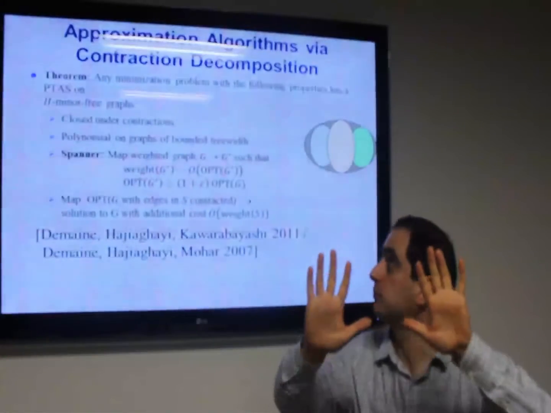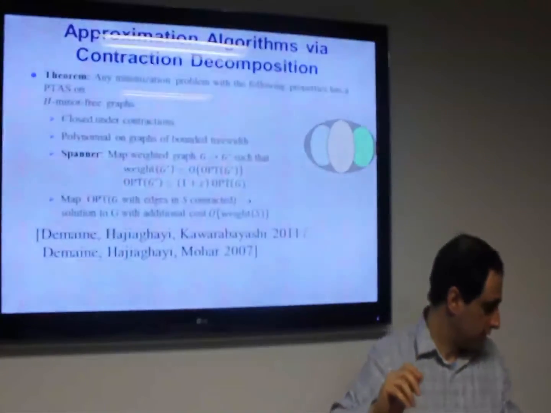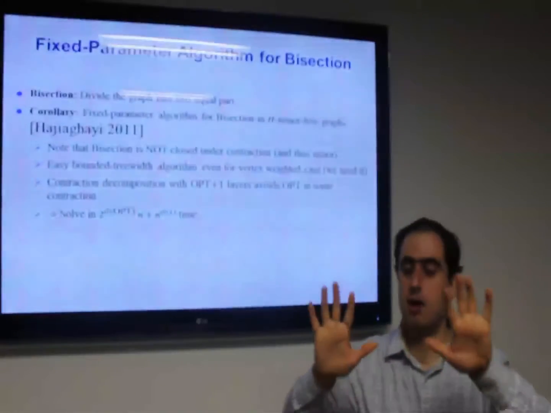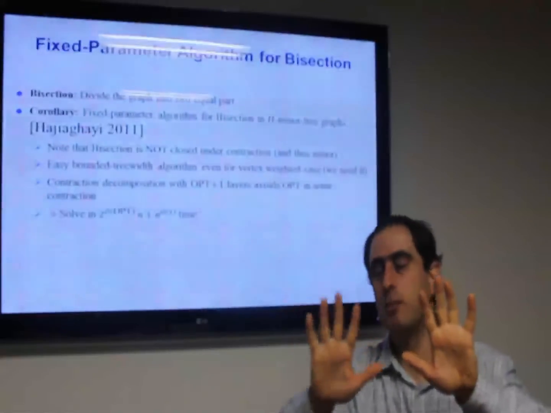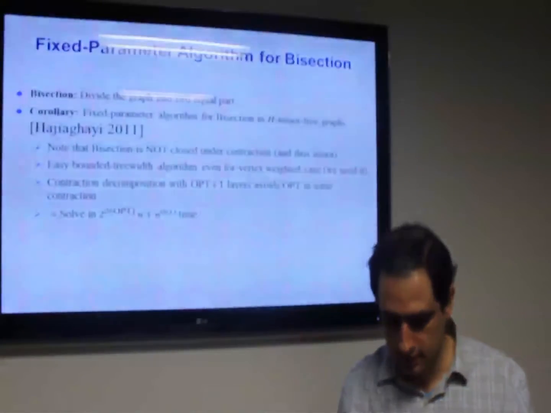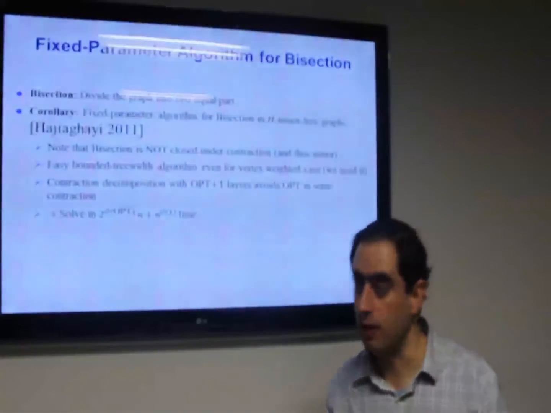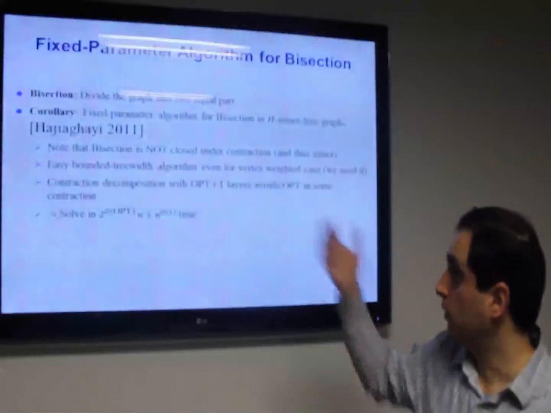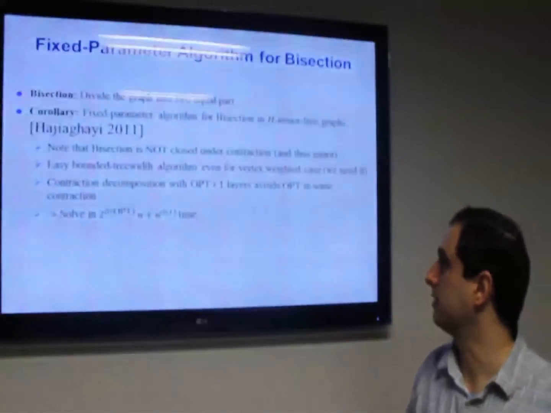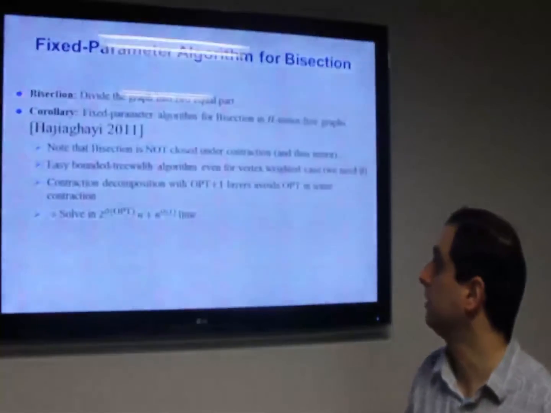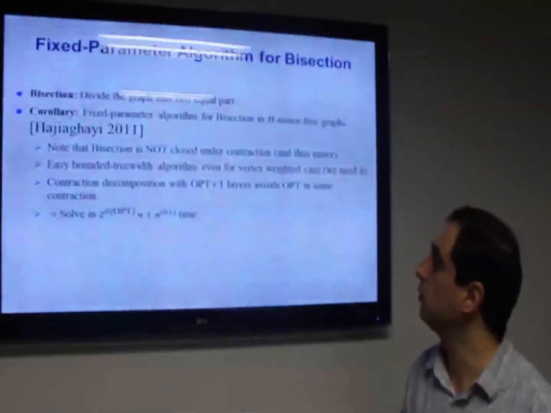has exactly two equal sides. And again, say the number of vertices of the graph is even. If it is odd, then the sides can differ by at most one. Okay, so this again is a nice problem. It is not closed under contraction or minor, but still we can use this algorithm.